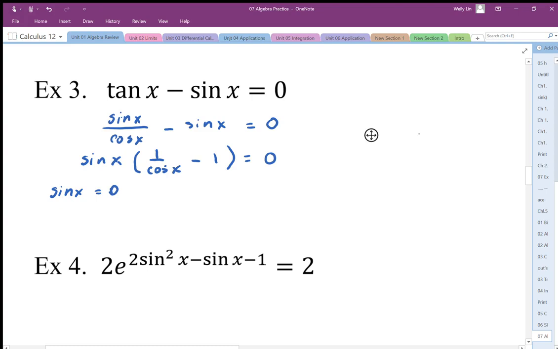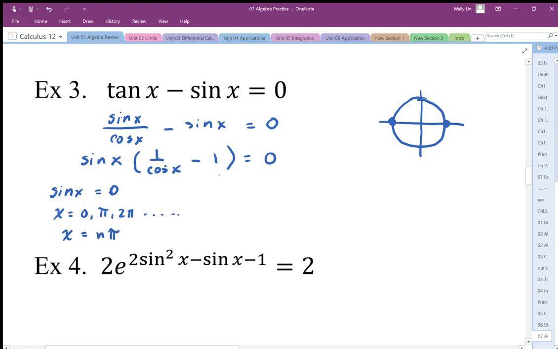Just going to draw the picture over here. Sine x is equal to 0. Sine is y. So we have two solutions, one here, one here. Okay, so we're going to end up with the angle x equals 0, pi, 2 pi, and so on. So we're going to generalize that as x equals n pi.